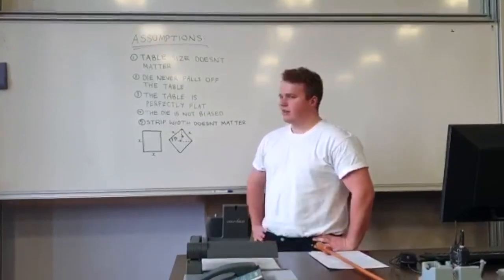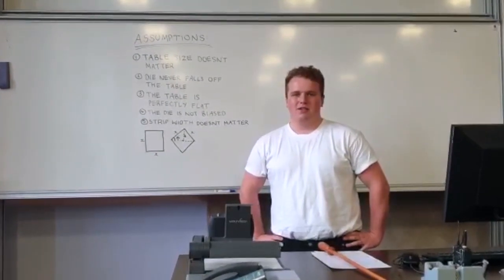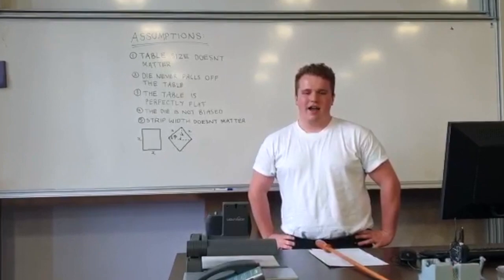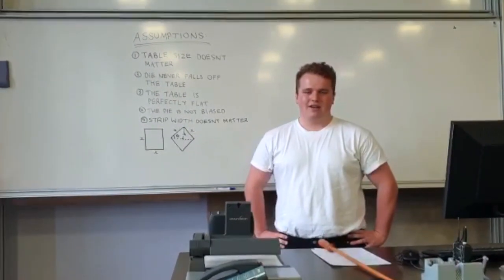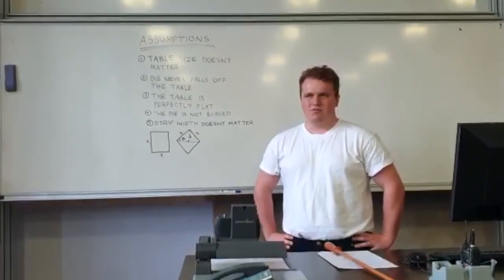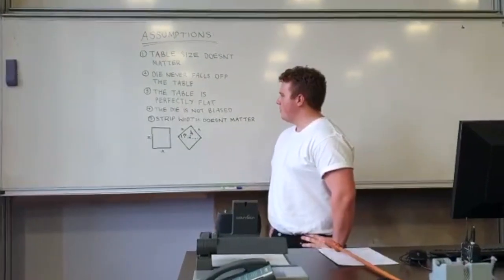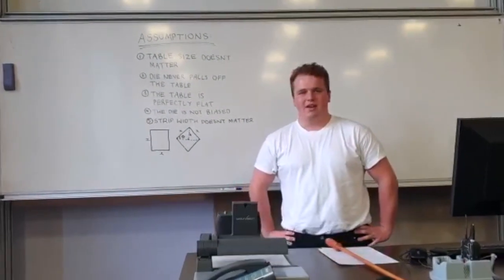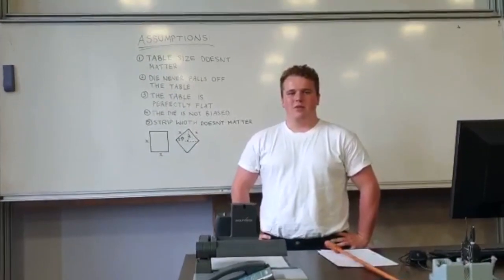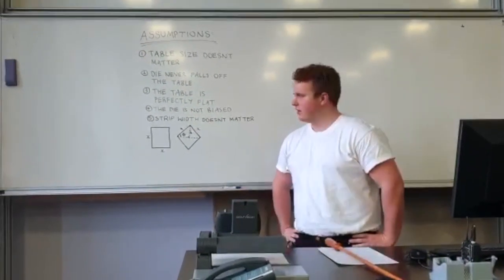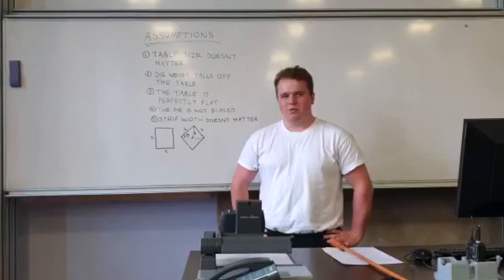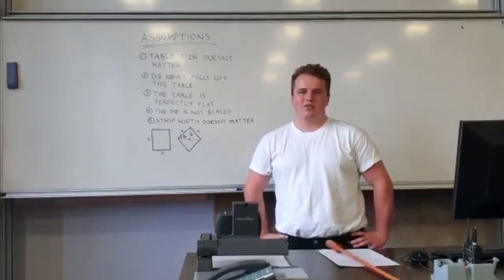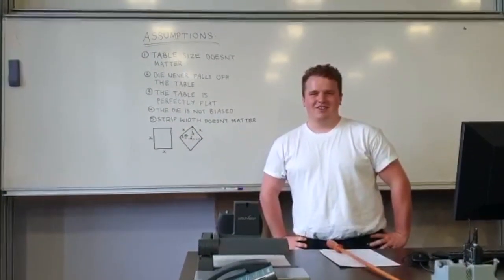Number 3, the table is perfectly flat. This means that there's no friction and it will always land on the table. Number 4, the die is not biased, meaning it has equal likely probability of landing on any side. Number 5, strip width doesn't matter because likelihood is always proportional.